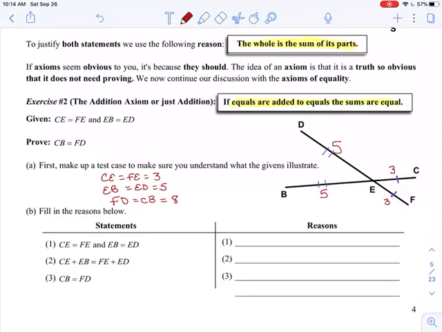So in our proof, the statements are written and we're going to provide the reasons. How do I know that CE is equal to FE and EB is equal to ED? Well, that was my given right back up there. So the reason is given.